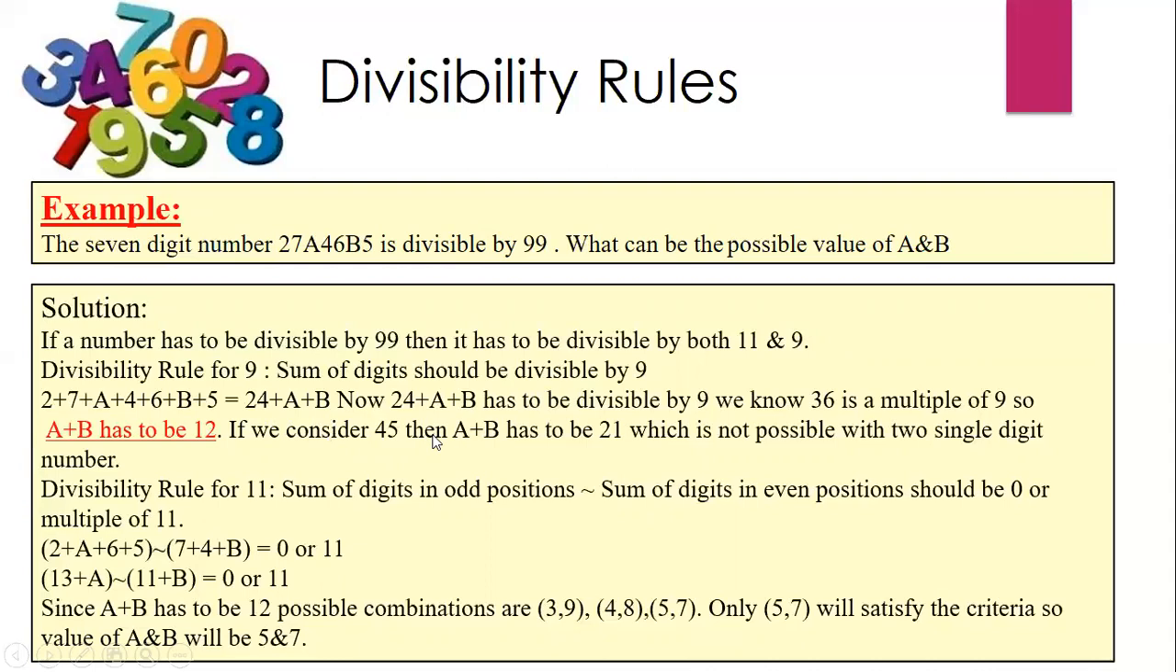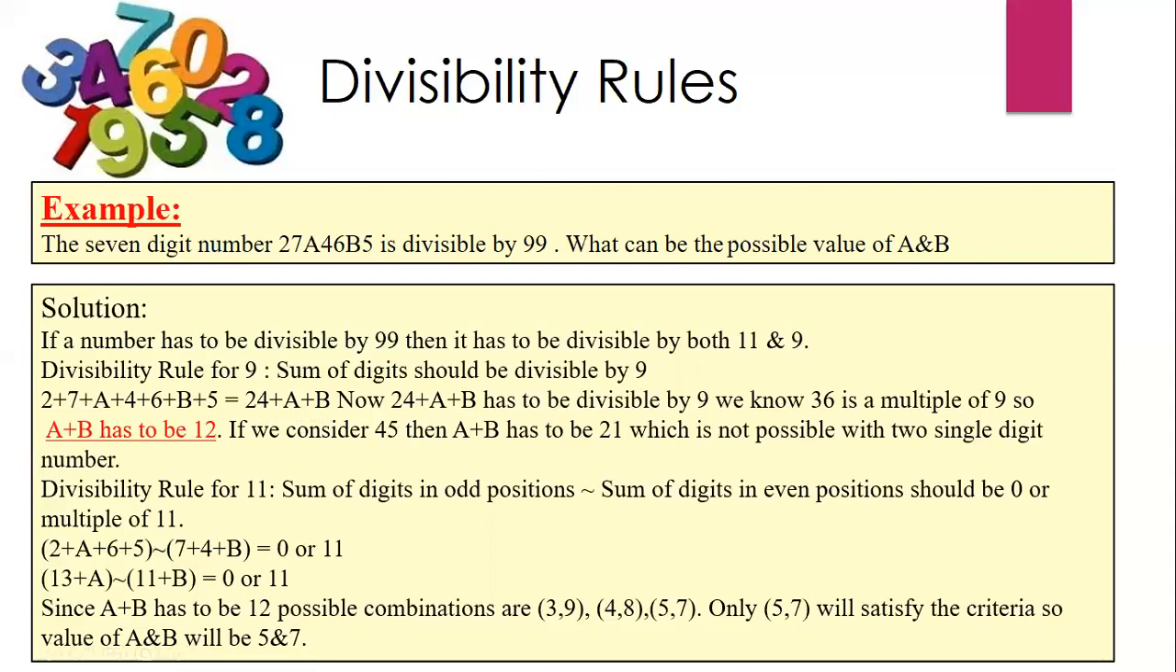Okay, if we consider 45, then what will happen? A plus B has to be 21, which is not at all possible with just two single-digit numbers. So now we can say that A plus B value has to be 12.